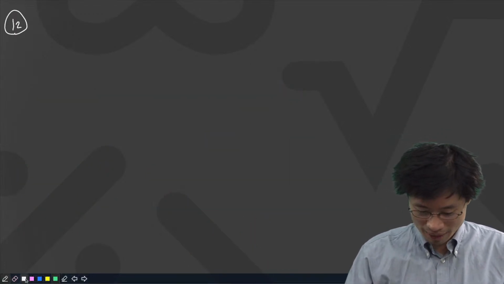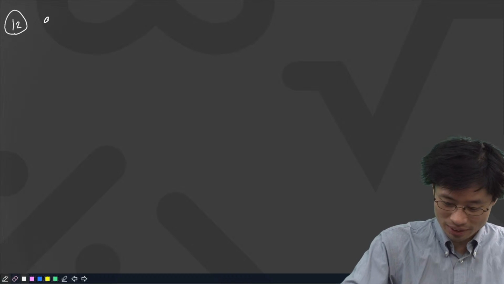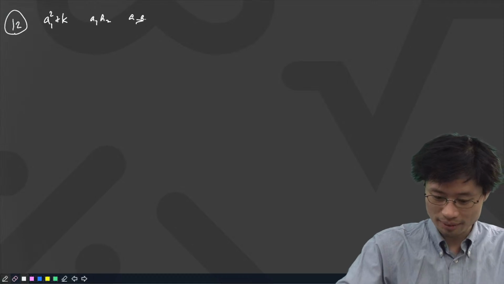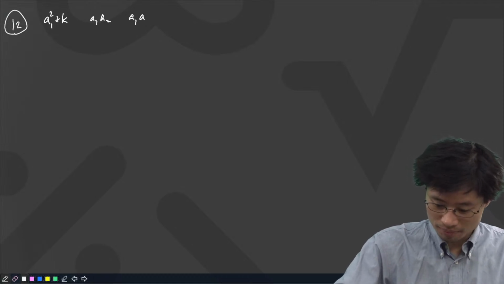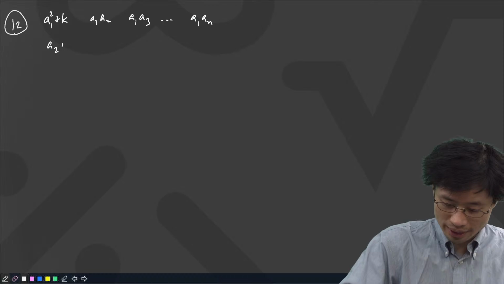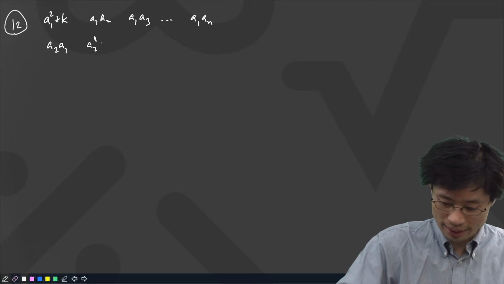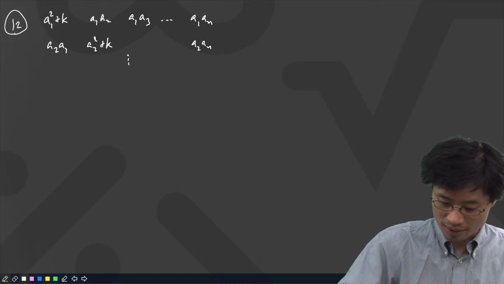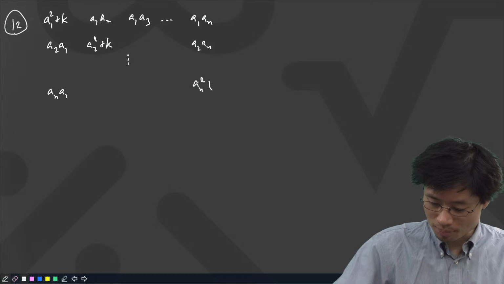So now let's just multiply for fun. Okay, the matrix looks like this: a1 squared plus k, a1 a2, a1 a3, all the way to a1 an; a2 a1, a2 squared plus k, all the way to a2 an; dot, dot, dot; an a1, up to an squared plus k.